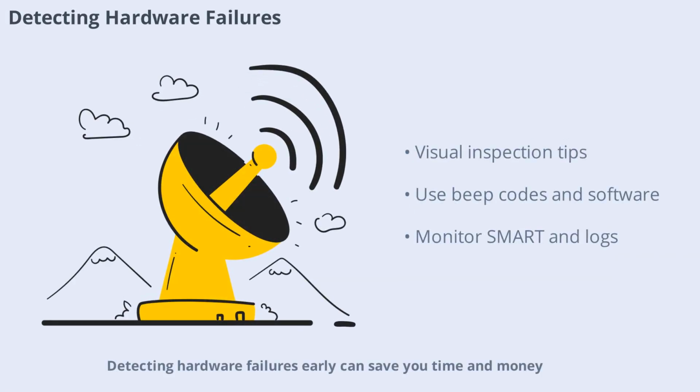Detecting hardware failures early can save you time and money. Start with a visual inspection. Look for bulging capacitors, burnt parts, or loose connectors. Many motherboards use BIOS or POST beep codes to signal specific failures. Software diagnostics like MemTest86 for memory or CrystalDiskInfo for drives can help pinpoint issues. Monitoring SMART attributes on drives gives you insight into their health.